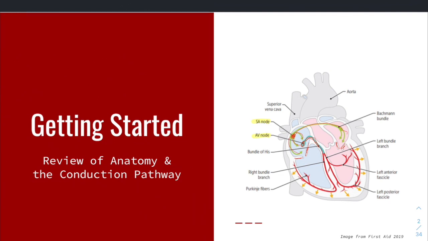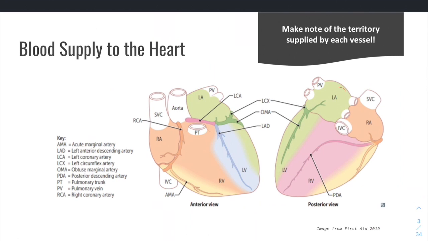As you're exiting the bundle of His, you're going to hit the left and the right bundle branches, and then we're going to perfuse down into the Purkinje fibers, which are going to allow for the depolarization of the ventricular myocytes, and that's going to cause, again, synchronous contraction from the lower chambers of the heart. And that's just to keep in mind as we're looking through some ECGs today, that our conduction pathway and the electrical conductance is what we're actually looking at and discussing when we're looking at our ECG tracings.